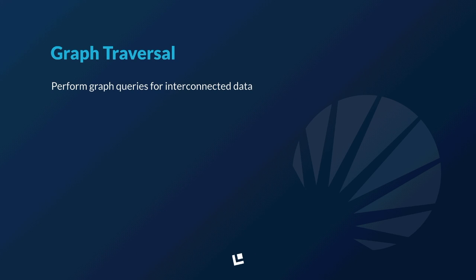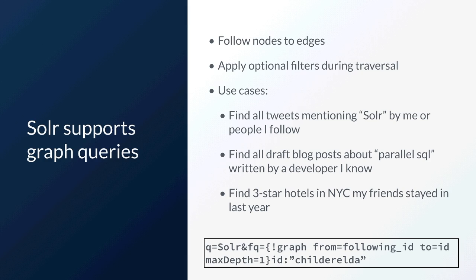Okay. So graph queries are something that is important in some cases. Solr will now, in Solr 6, support graph queries, which are really about finding interconnected data. This is a local param type of query parser, and it's able to follow nodes to edges, right?